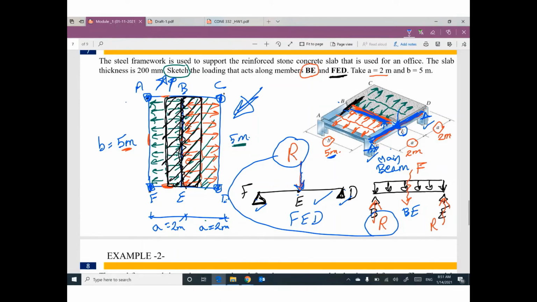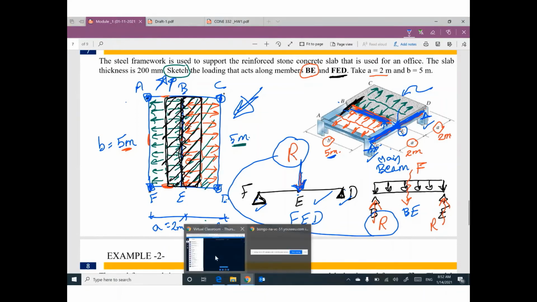Based on your sketch, we don't have any load coming directly from this slab to beam FED. But we have only one concentrated load here coming from this secondary beam on this main beam. One more example. But before moving to example number 2, any question?